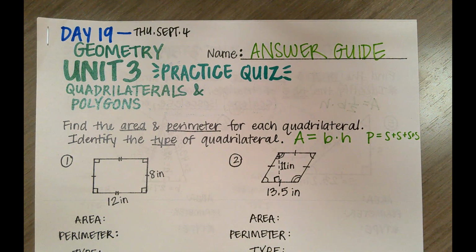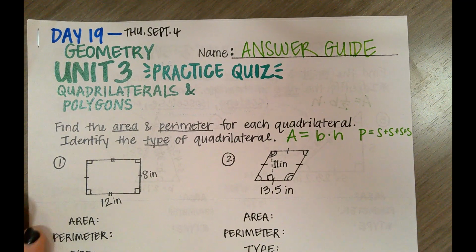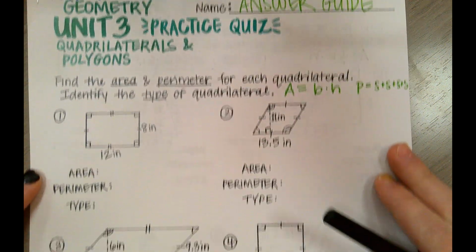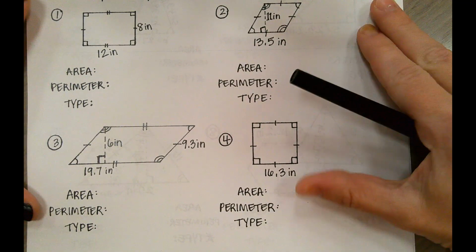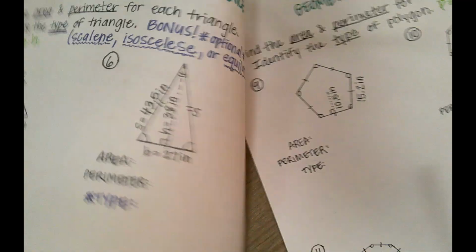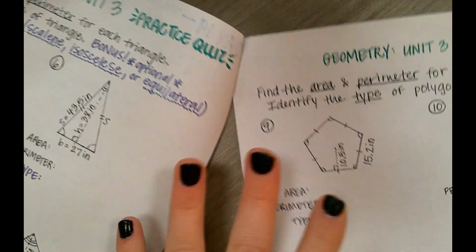19 in geometry. It is Thursday, September 4th, and today we're working on the practice quiz for Unit 3, all about quadrilaterals and polygons. And yesterday, when I was not here, you guys took notes on a video that went through the questions on the first page and the second page. So we'll make sure that we feel really good about those before we move to the rest, which is stuff that may look a little more familiar.